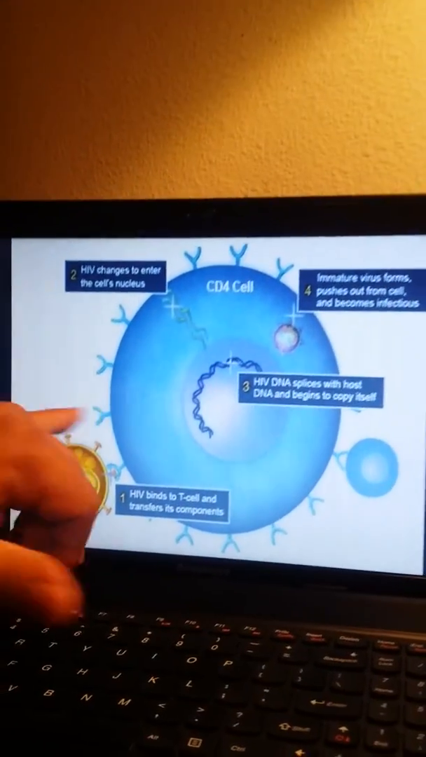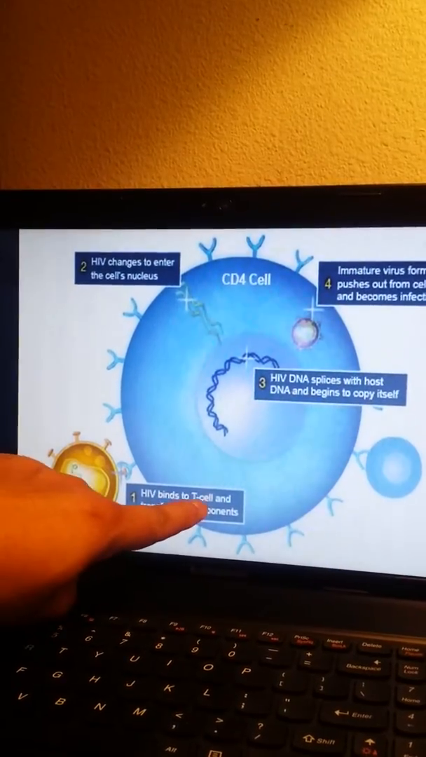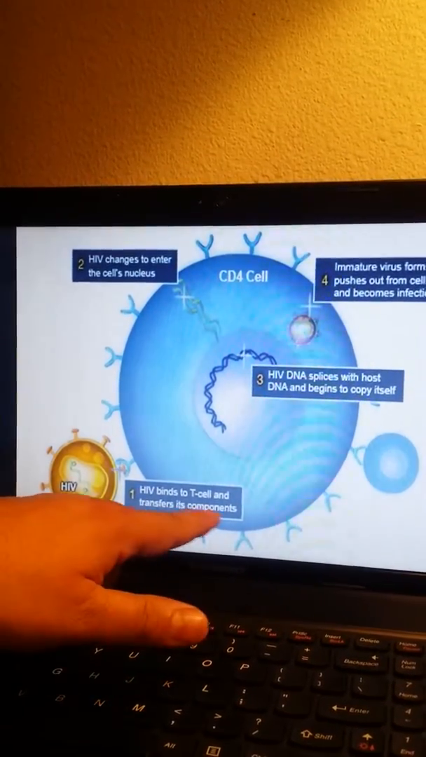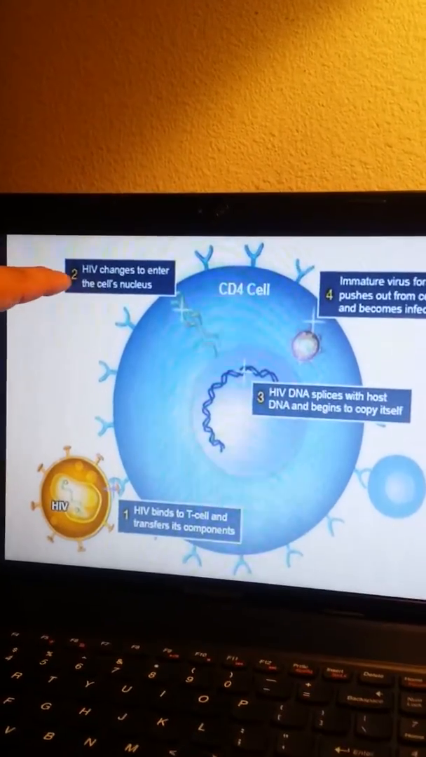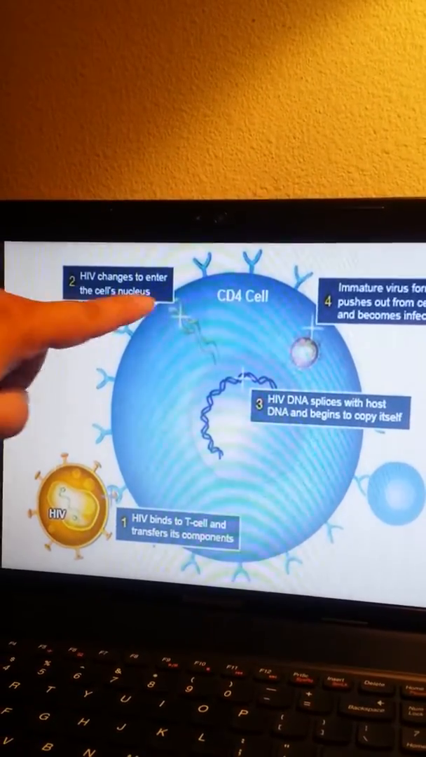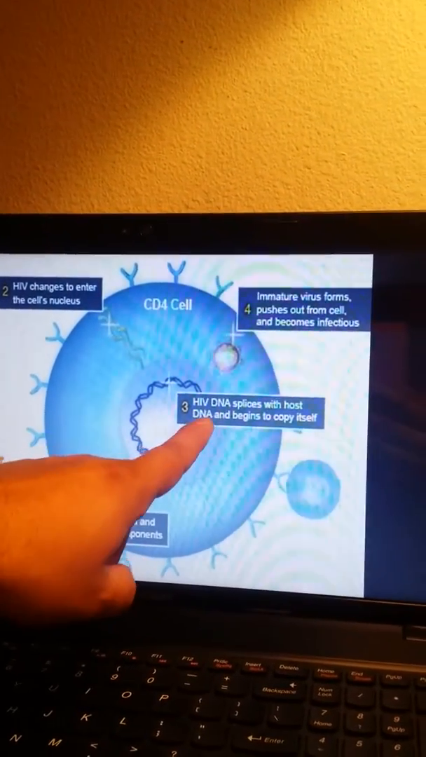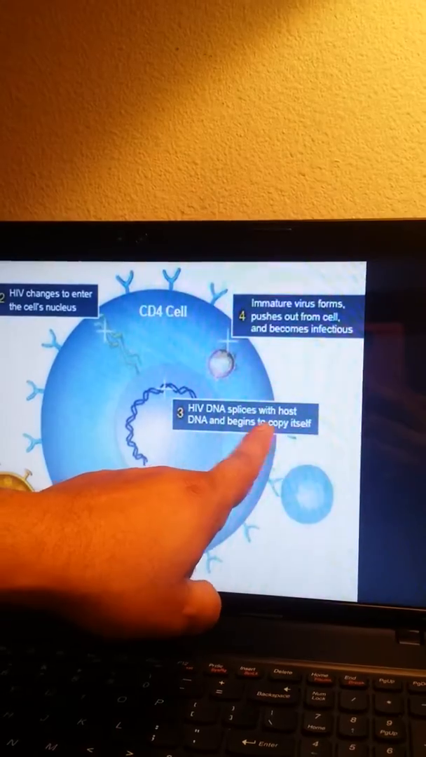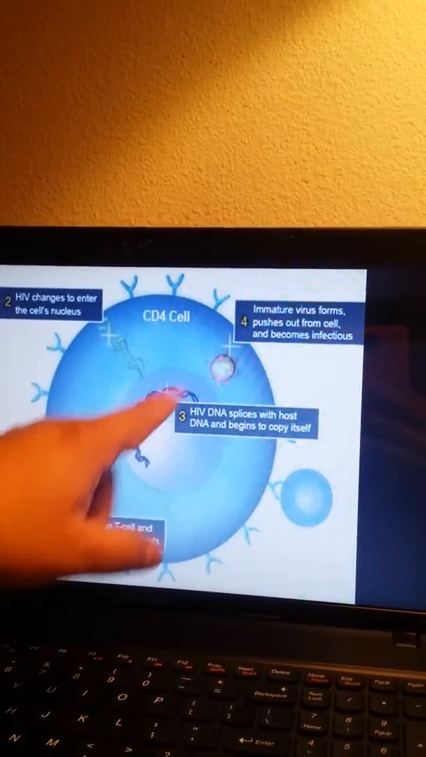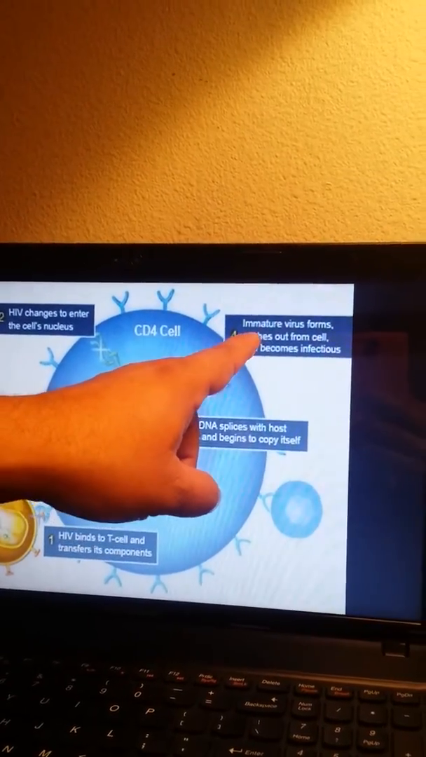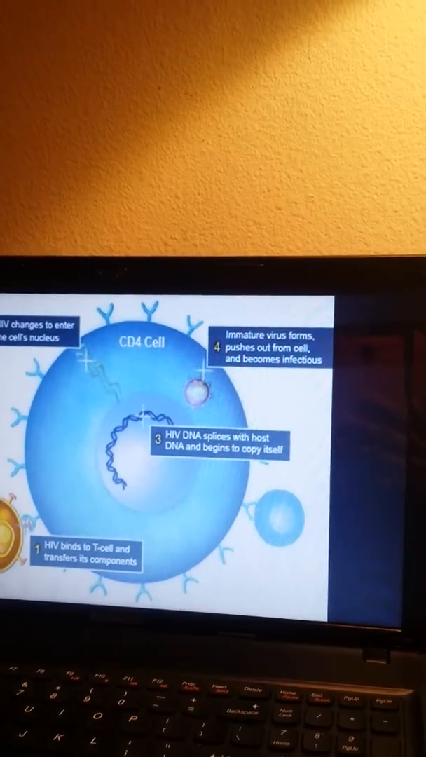As you can see in this picture, in phase 1, HIV binds to T cells and transfers its components. Second step, HIV enters the cell's nucleus, which you can see right here. Phase 3, HIV DNA splices with host DNA and begins to copy itself in this picture. And in phase 4, immature virus forms, pushes out from cells and becomes infectious.